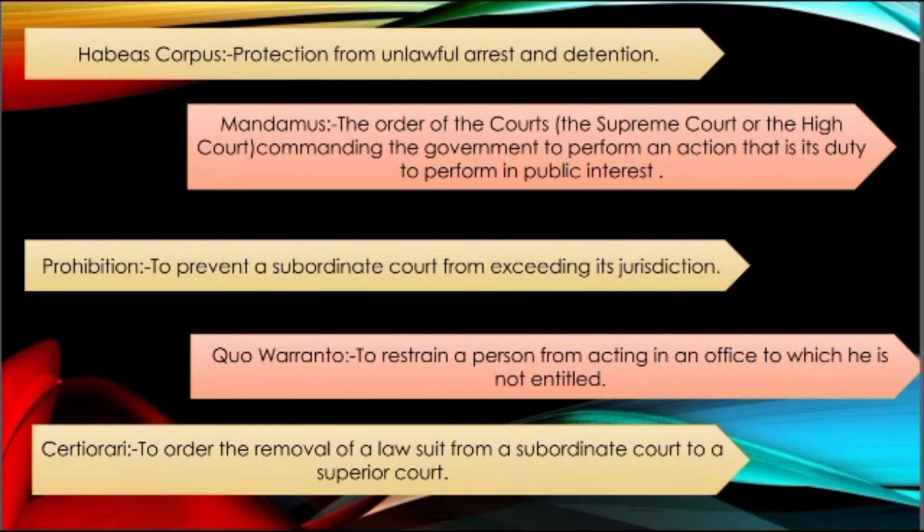Next is prohibition, to prevent a subordinate court from exceeding its jurisdiction. Sometimes decisions are pending for years and years. As we might have seen on television also, the courts have so many cases pending for years and justice is not being provided. Ultimately, they need to hurry up and provide justice for whatever inequality has taken place in society.